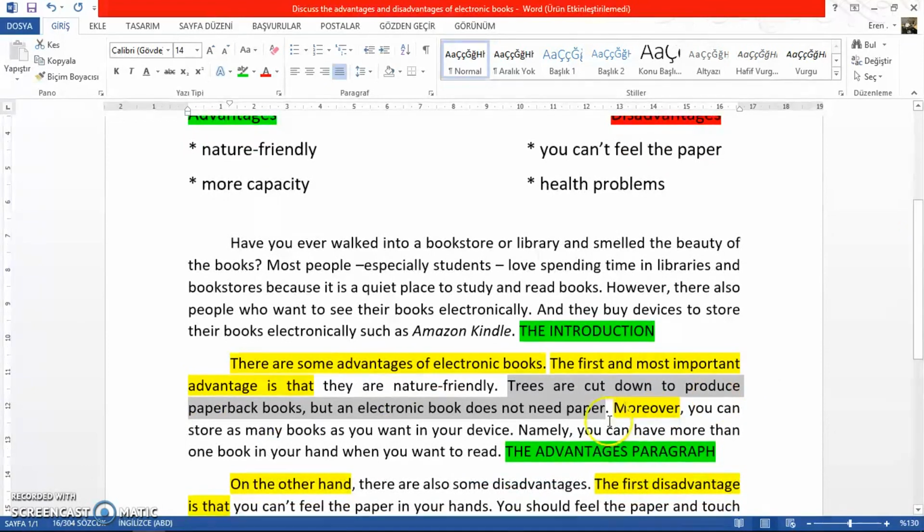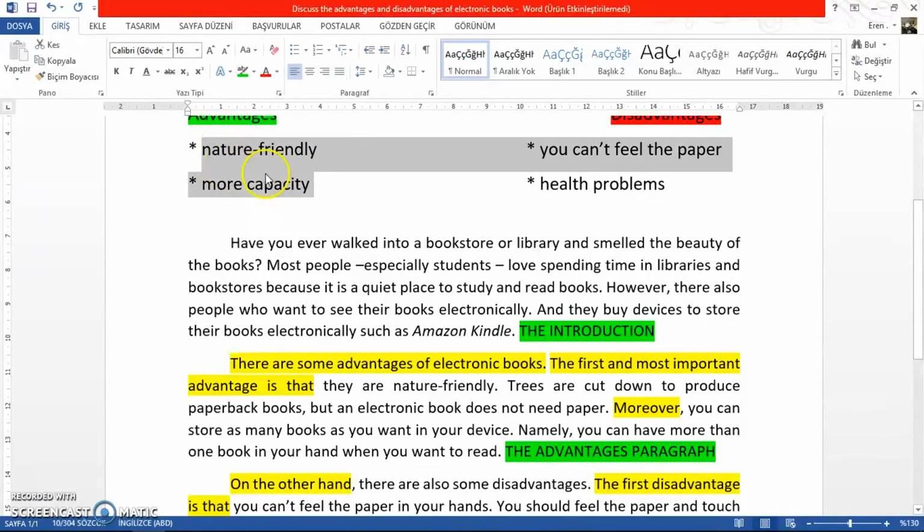The second advantage: moreover, you can write "moreover," "in addition," "the second advantage is that," or "the last advantage is that," because for me, it has two advantages. You can write three advantages. Moreover, you can store as many books as you want in your device. So this is the second advantage, which is having more capacity.